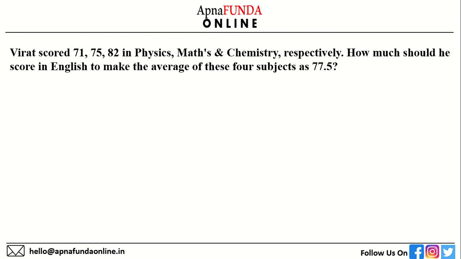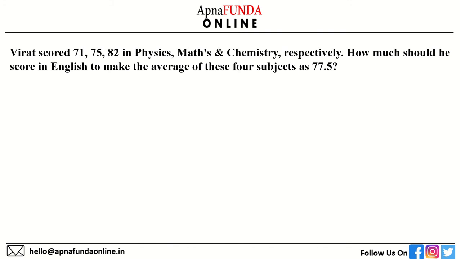Next question, Virat scored 71, 75, 82 in physics, maths, and chemistry, respectively. How much should he score in English to make the average of these 4 subjects as 77.5?